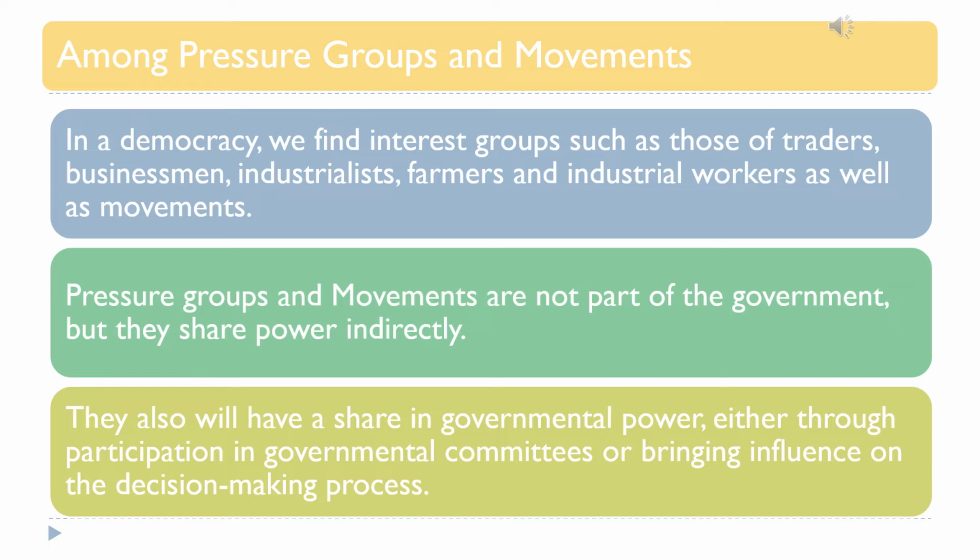The examples of pressure groups are big business houses, Tatas, Ambanis, student unions, trade unions, farmers associations, industrial workers. All these are examples of pressure groups. Let's understand what they could do. They are not part of the government, but they influence the decision making process.